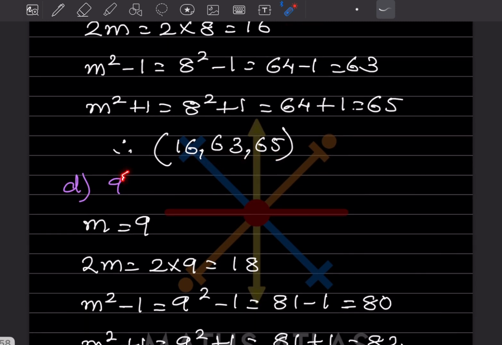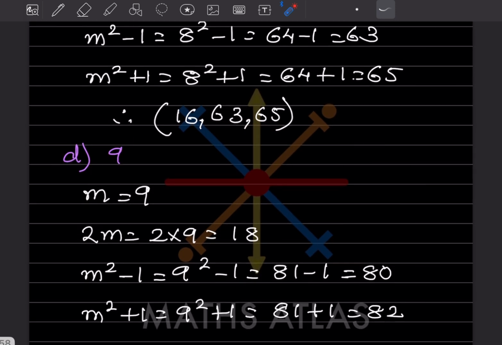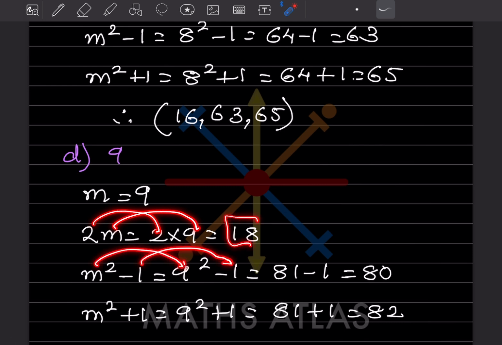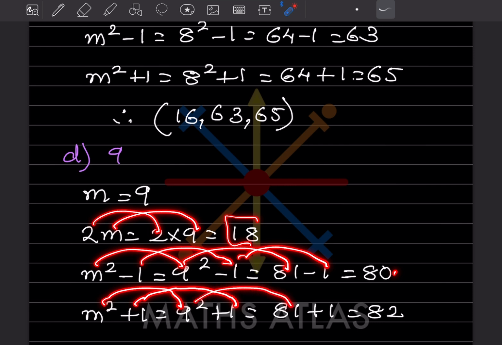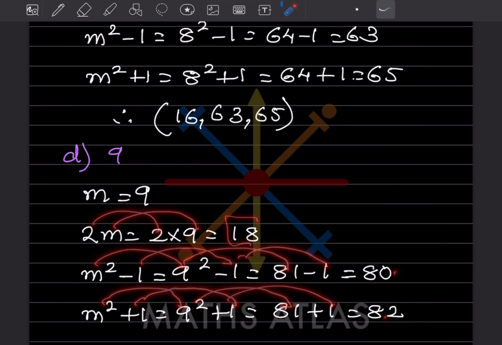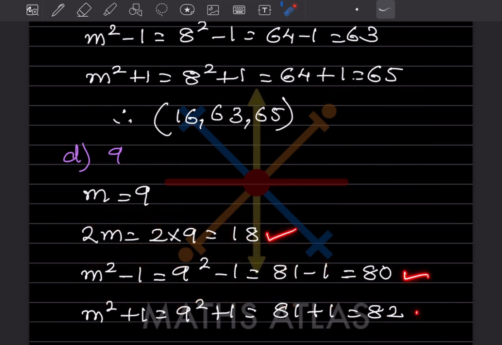Now when m is given as 9, so this will be 2 into 9, that is going to be 18. 9 square minus 1, that is going to be 81 minus 1, that is 80. M square plus 1, that is going to be 9 square plus 1, that is going to be 81 plus 1, that is going to be 82. So that is going to be 18, 80 and 82.